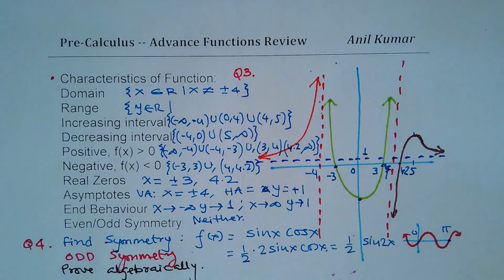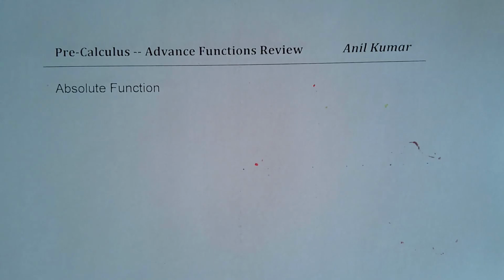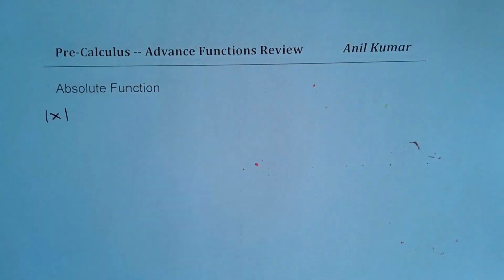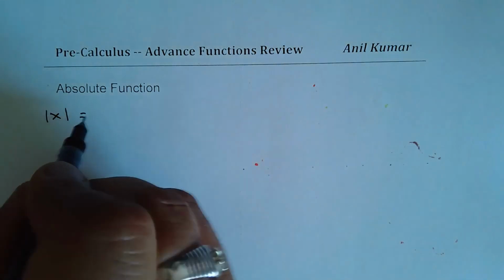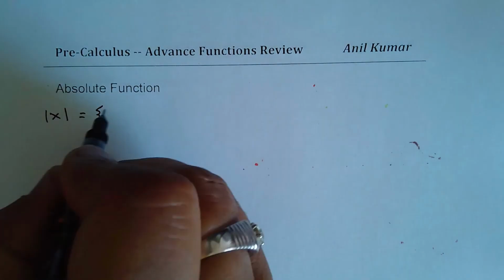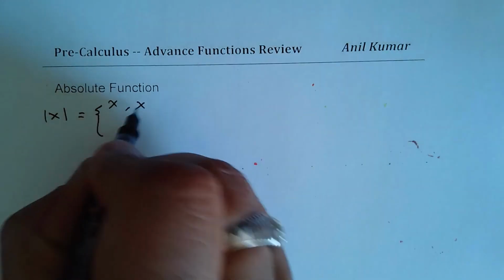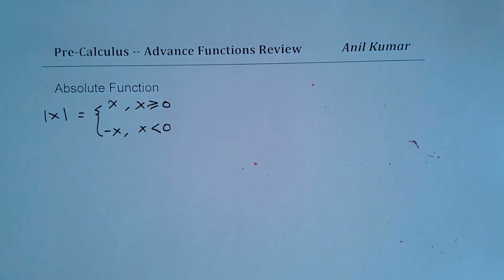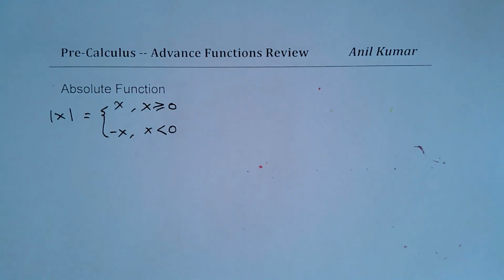And now, since we have good knowledge about the characteristics from graph, let's take up 2 more examples based on characteristics of functions. Now we will try to understand absolute function. I have observed that absolute function is least understood by most of the students. Well, we define this function as a piecewise function. It is equal to x when x is greater than or equal to 0 and negative of x when x is less than 0. That is what absolute function is.